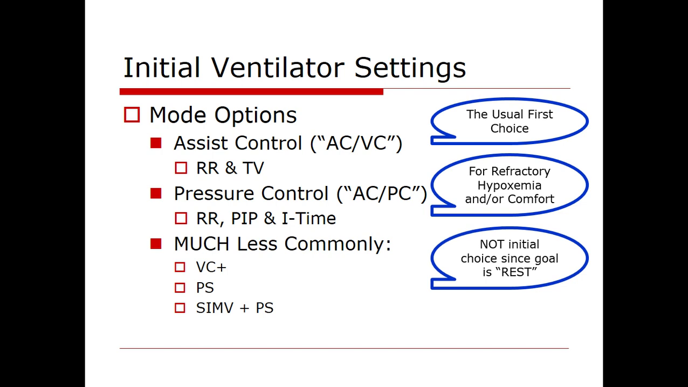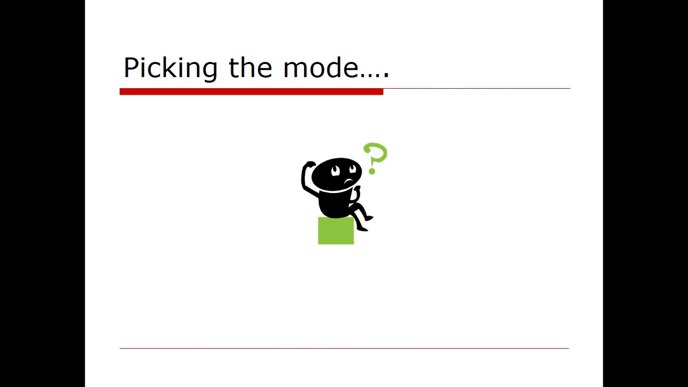There are a bunch of other modes, but much less commonly used as an initial mode. You will see VC plus pressure support, SIMV plus pressure support in some settings. But if you know something about assist control volume control and assist control pressure control, you'll cover 95% of all the intubated patients in our department. And as I said, you always also have to set a PEEP and an FiO2. So let's spend a couple of minutes talking about the modes.